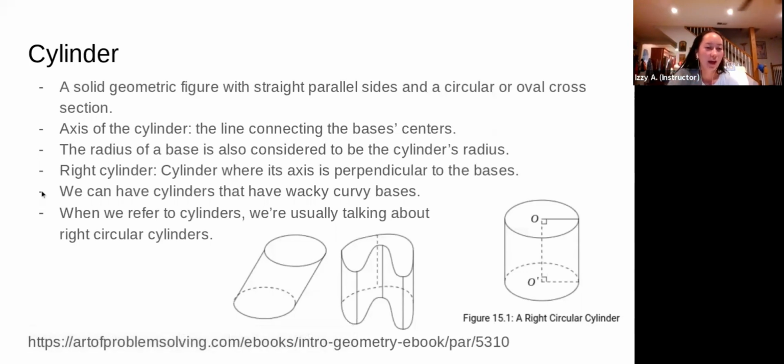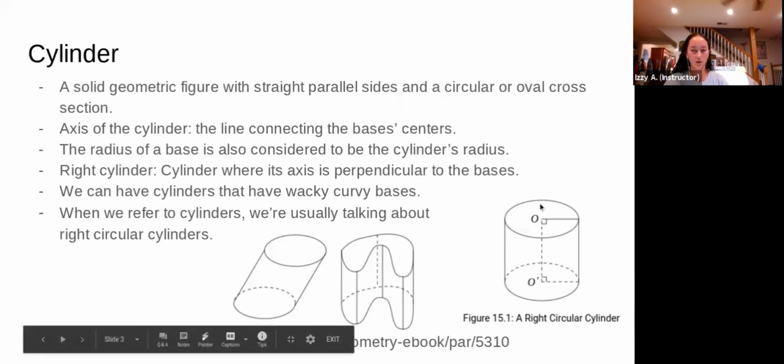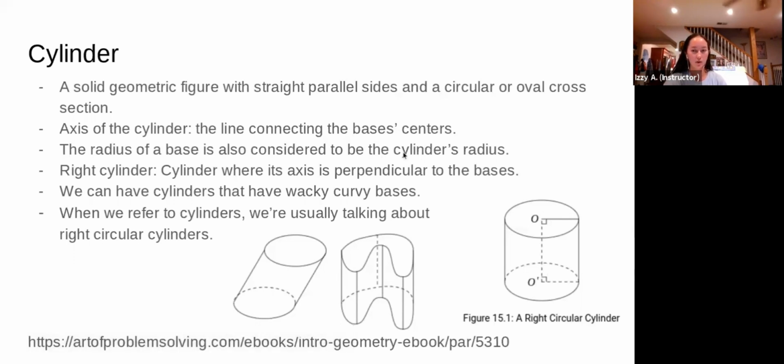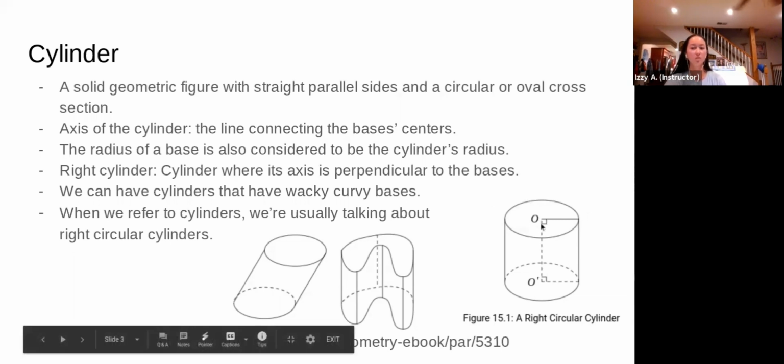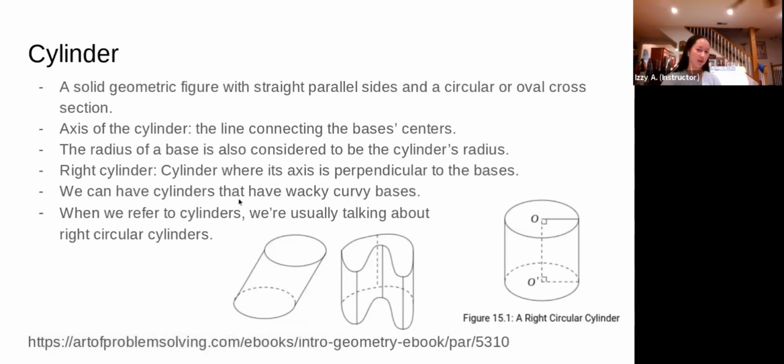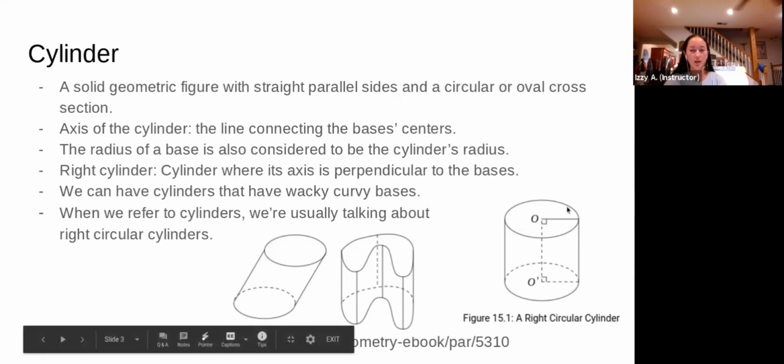Okay, so the axis of the cylinder is the line connecting the bases' centers, so in this case it would be OO', and the radius of a base is also considered to be the cylinder's radius. This makes sense because the bases are circles, so the radius of the base would also be the radius of the cylinder. And a right cylinder is a cylinder where its axis is perpendicular to the bases. As you can see in this cylinder with the 90-degree symbols that we are given, we can tell that the cylinder is a right cylinder.